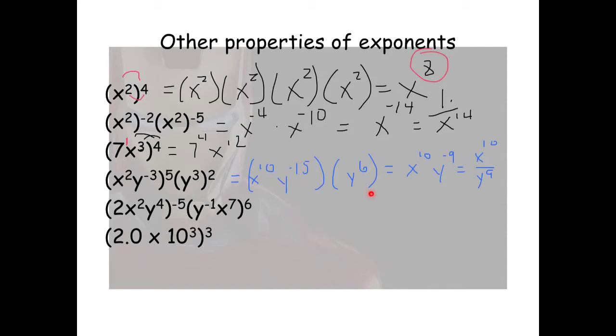This can be simplified because I see that we have two of the same base, so we keep the base. Add the exponents, negative 15 plus 6 is negative 9. Don't forget your integer rule. Signs not the same, subtract. Take the sign of the bigger number. And x, we weren't doing anything with that, so that just carries over. And like I said, you can't leave negative exponents in your final answer, so it goes down here to the denominator. x to the 10th stays in the numerator, and our answer is done.